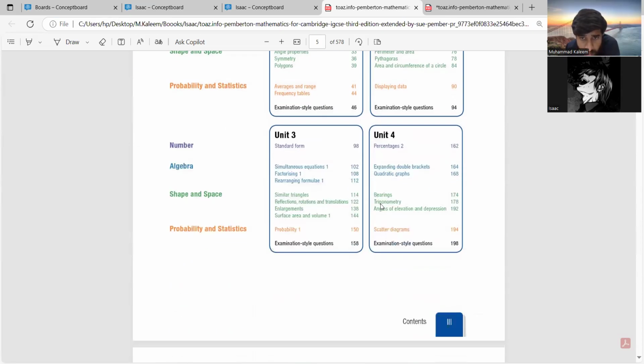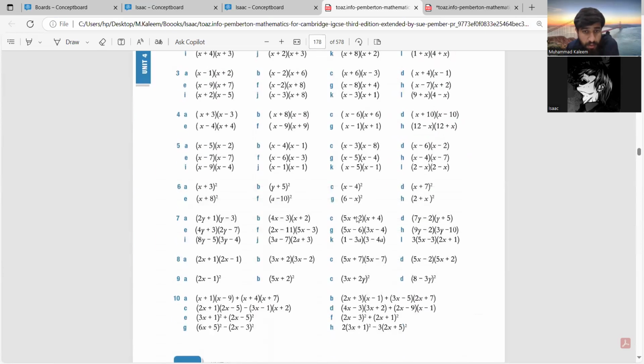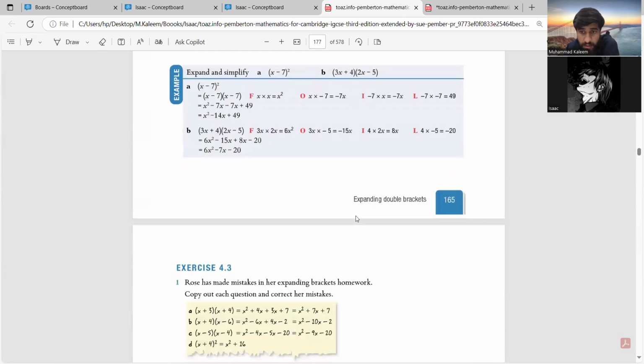In which chapter is this? Bearing here, trigonometry, page number 178. Let me reach that page. You can also open this page in your book. 178.